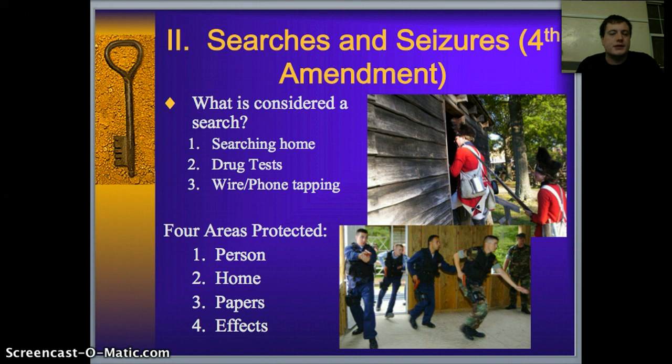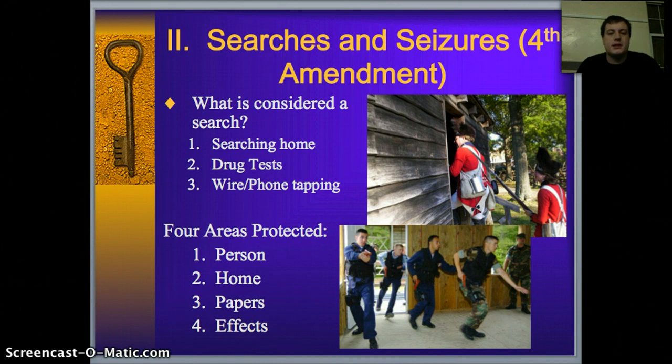A drug test is a search of a person's body, searching to see if there's any drugs present, currently or in the recent past. Or wiretapping, also tapping the phones. So the government listening in on your phone conversations because they believe that you are part of some kind of criminal action. And so there's four areas that are protected by the Fourth Amendment: person, home, papers, and effects.